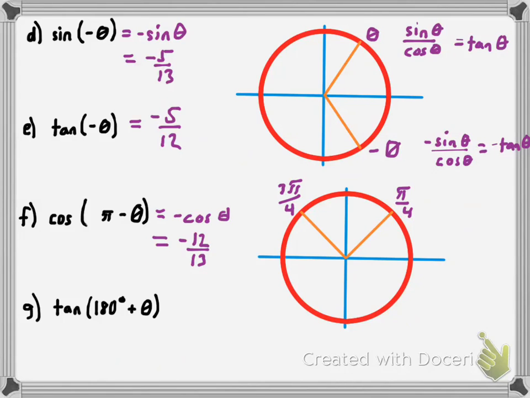Alright, and then finally the tangent of 180 degrees plus theta. Well, we said every time you add 180 degrees to an angle, you get another angle that has the equivalent tangent value. So this would be equal to the tangent of theta, which we've already said was 5/12.